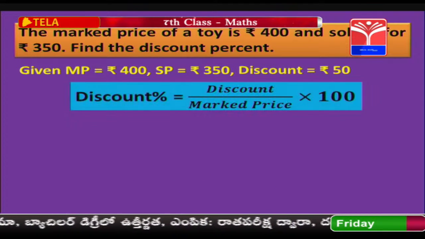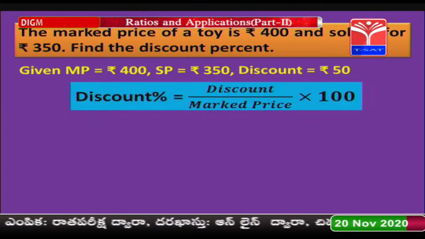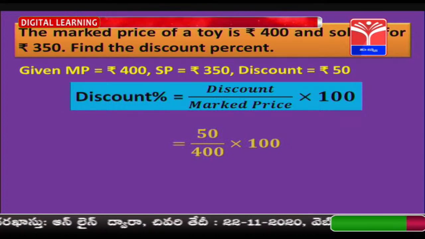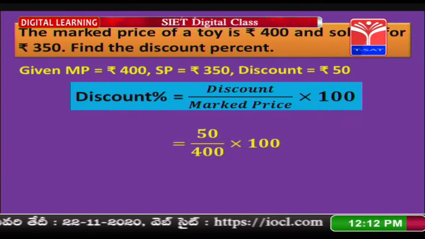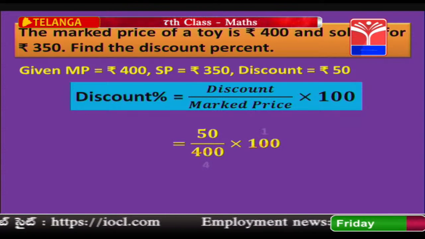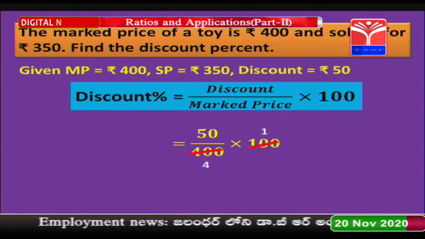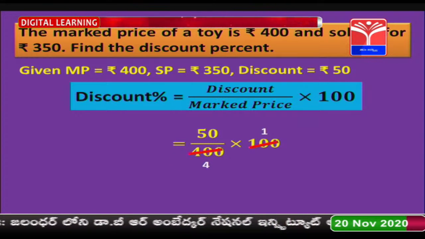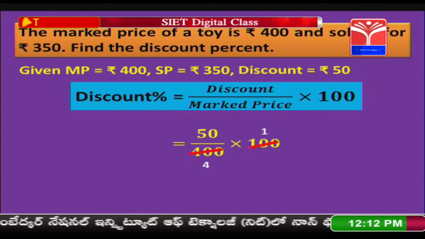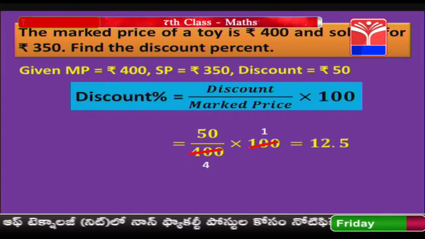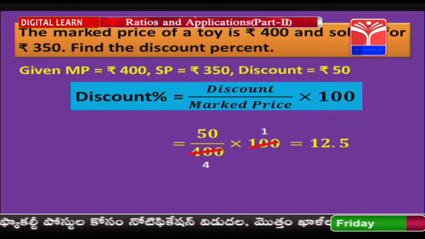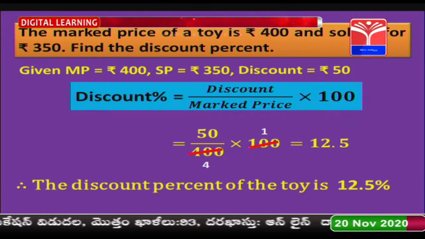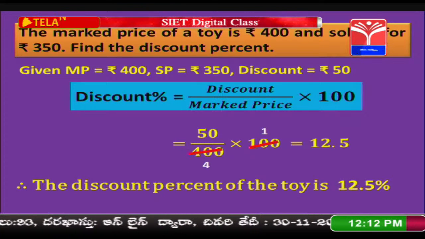So, discount percentage is given by discount by mark price into 100. Now, let us substitute the values. Discount is 50 divided by mark price 400 into 100. Now, 100 goes 4 times in 400, whereas in 100 it goes 1 time only. So, what is left, children? 50 by 4. On simplification, we get it as 12.5. That means the discount percentage is 12.5%. So, children, I hope you learnt to calculate the discount and discount percentage.